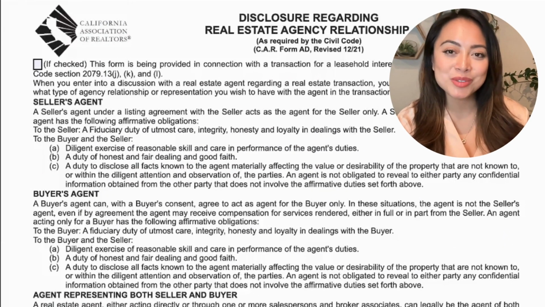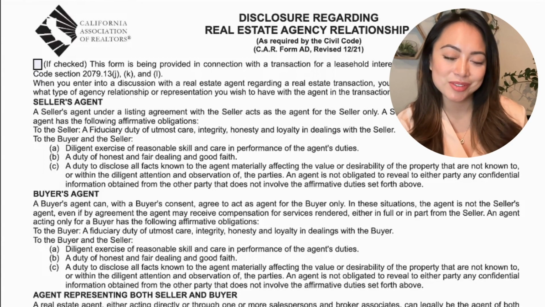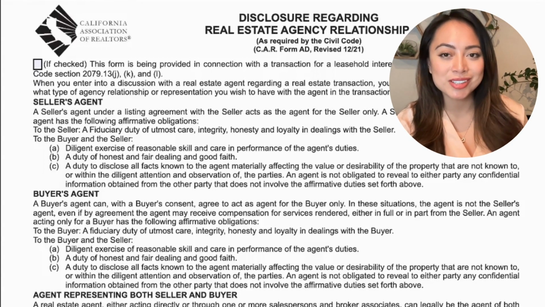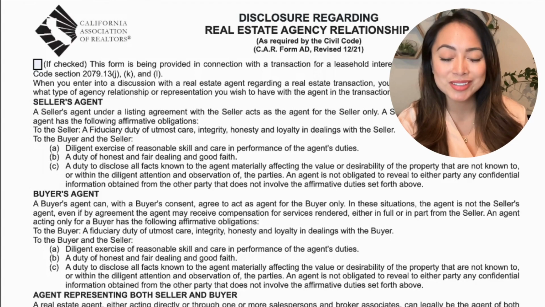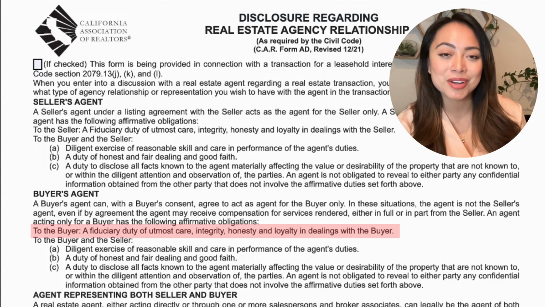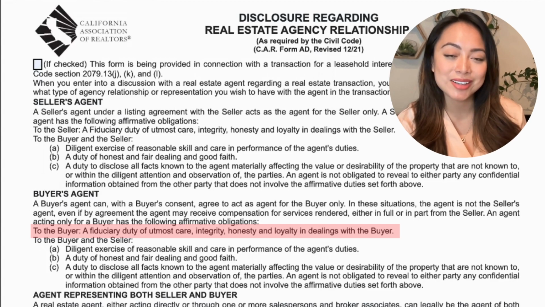So the first few forms are just going to be standard California disclosures. The first one being about agency relationships. So you should know that there are different agents involved in this transaction, and we have different duties to the parties involved. Firstly, all agents have a duty of honest and fair dealing to all parties. But more importantly, my duty to you as my client is that I have a fiduciary duty to you of utmost care, integrity, honesty, and loyalty. In other words, I'm here to represent your best interests at all times. And just know that the seller's agent is there to do the same for their client.